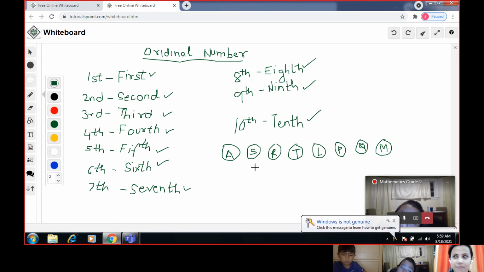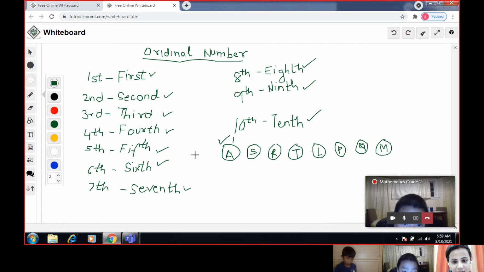See here. This is first, from the left. This is the left side. This is first, this is second, and this is third. Can you see? R is in the third place. So in the third place, which alphabet is there? R. Right? Now listen to my next question.